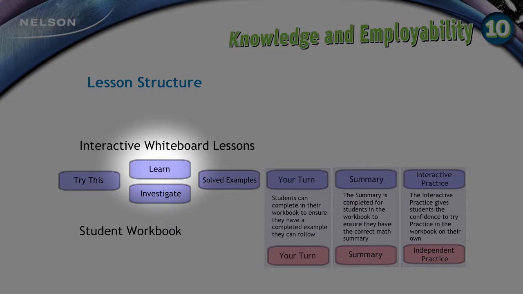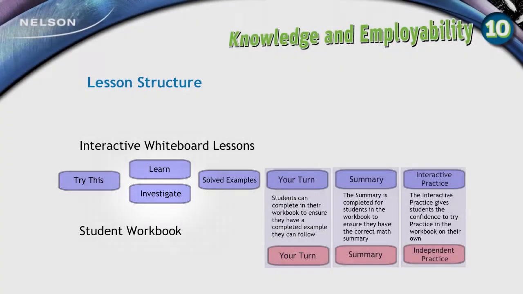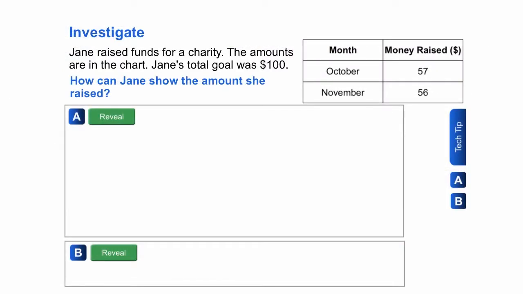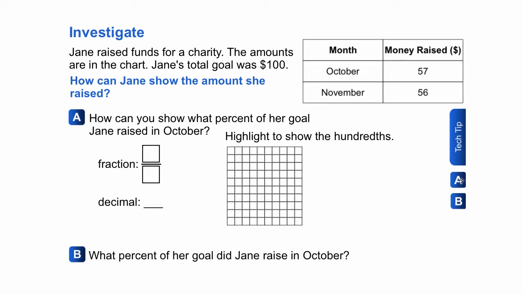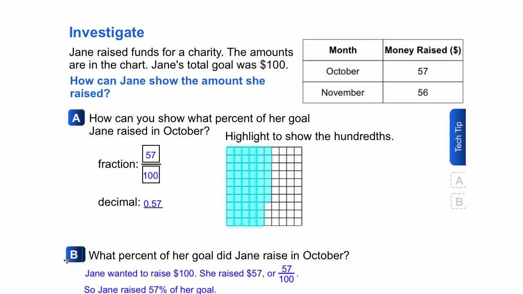Learn lessons are lessons where students follow instructions to solve a problem. Investigate lessons are lessons in which students follow guiding questions to build their own understanding and develop strategies to solve a problem. The lesson we're going to take a look at in this particular example is an investigate lesson. In this lesson, guiding questions to help students solve the problem are revealed one at a time by clicking on the Reveal button. Answers can be dragged out using the tabs at the side of the slide and matched up with each question to show the correct answer.